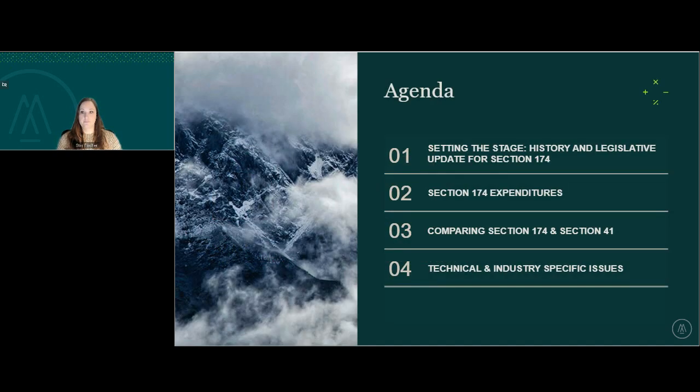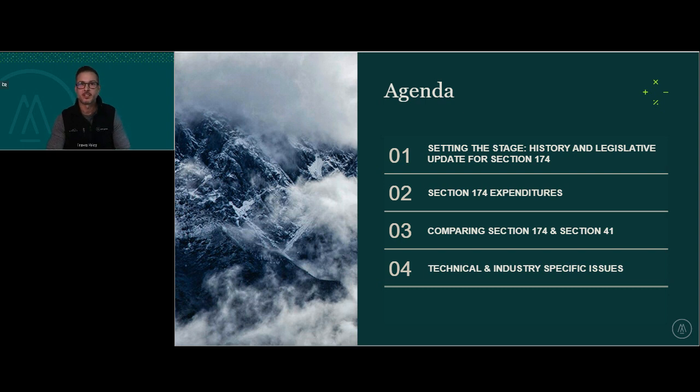Great. All right. So just wanted to spend a moment talking about today's agenda. As you can see here, we've divided the presentation into 4 parts. First, we're going to lay the groundwork, and we're going to give you some background about R&D capitalization and Code Section 174. Then we're going to move on and talk about some of the specific types of expenses that you'll have to start capitalizing starting in tax year 2022. We're going to move on from there. We're going to talk about some of the similarities and some of the differences between Code Sections 174 and 41. Then we're going to wrap up the presentation talking about some technical issues and some industry specific considerations.